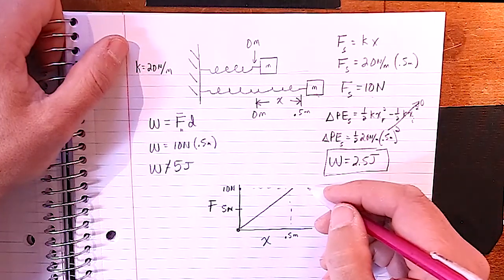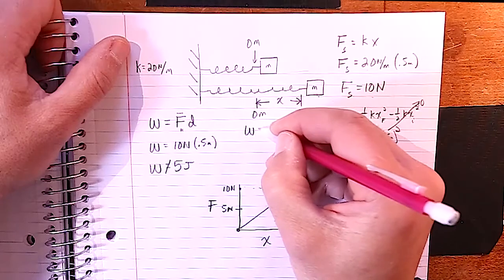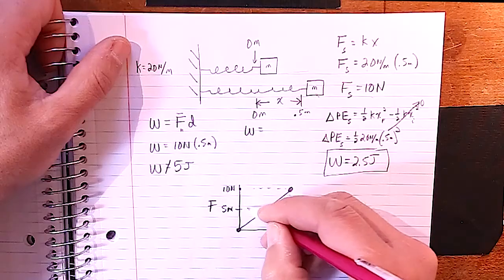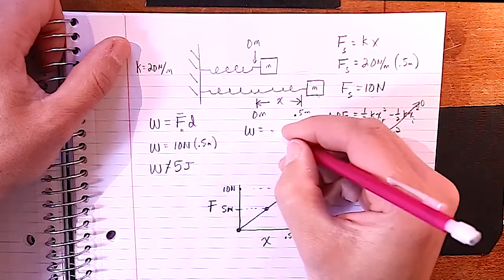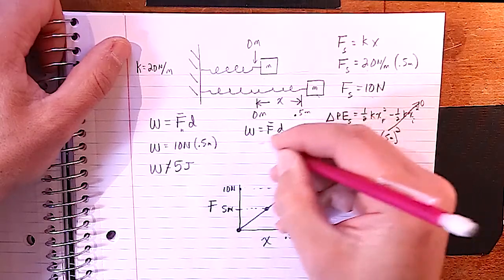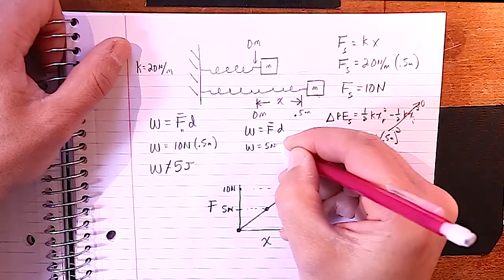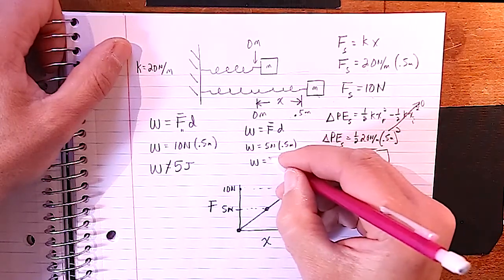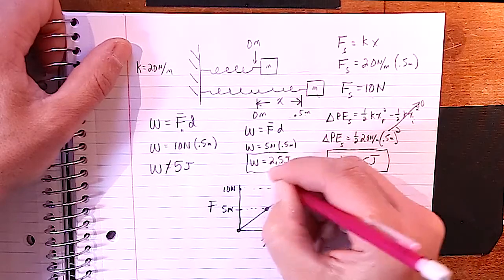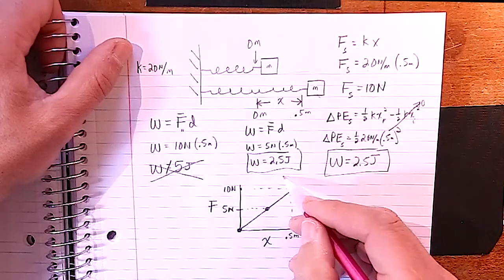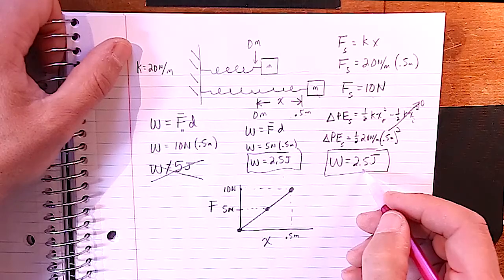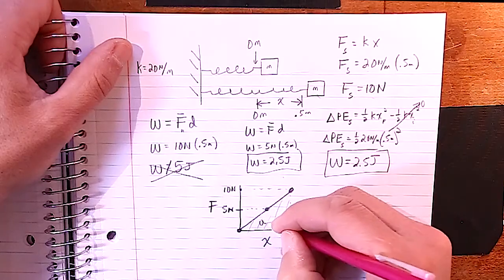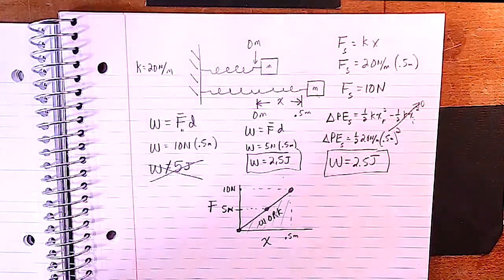So what do we have to do? If we want to use this formula, we have to use the average force. Well, what's the average from 0 to 10? The average from 0 to 10 is 5. So when we say F d, we have to use 5 newtons times 0.5 meters. So the work comes out to 2.5 joules. This ends up agreeing with our change in potential energy. We also could have graphed it and found the area under the curve. In this case, that would be the work.